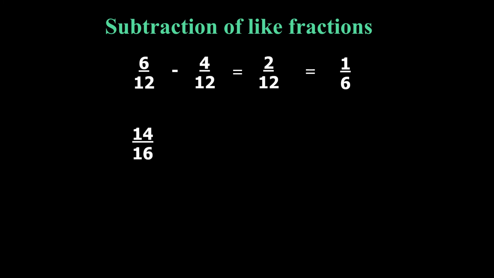14 by 16 minus 2 by 16. So here 14 minus 2 is 12. 12 divided by 16. So here also we can cancel these two numbers. Both will come in 4 tables. 4 into 3, 4 into 4. So 4 will get cancelled. 3 by 4.